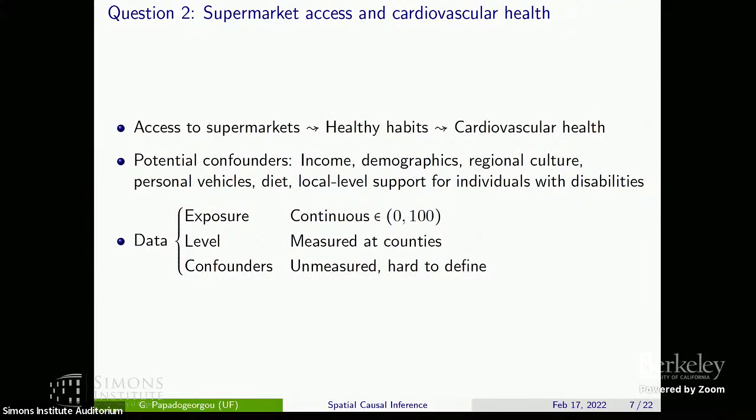It can take values from 0 to 100, and it represents the percentage of a population in a county that doesn't have access to supermarkets. And the belief is that if you don't have access to supermarkets, you don't have healthy eating habits, and that might lead to subsequent problems with your cardiovascular health. And here again, potential confounders can be a number of different things, but they generally are expected to be spatial in nature.